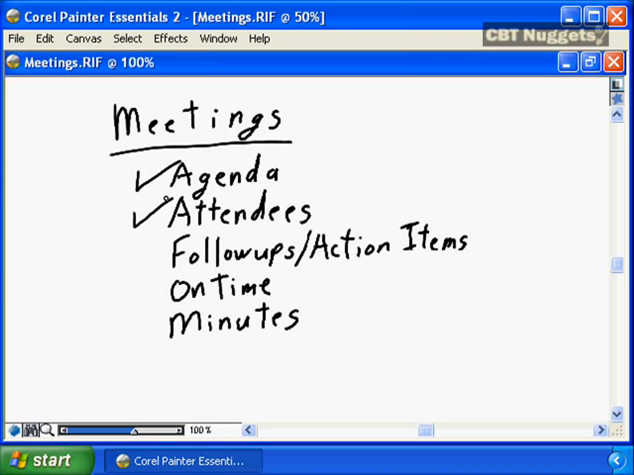Make sure the right people are attending your meeting. As you're going through your meeting, if items come up that cannot be resolved in the meeting, if items come up that need additional information, if items come up that two people in the meeting should review and discuss and present a recommendation, generate follow-ups, generate action items.